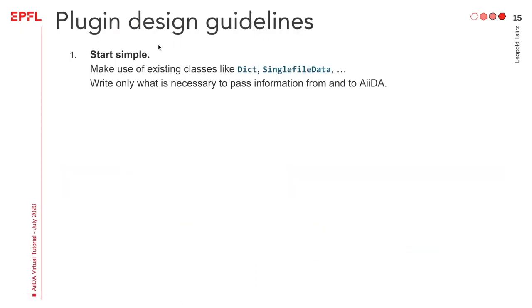I'll end with some guidelines on plugin design. The first guideline is start simple. So when you're writing a new plugin, you don't need to start with a copy of AiiDA Core. You can use existing classes like the dict class representing Python dictionaries, or the single file data class, which is simply wrapping a file on a file system. And you can start by writing only what is necessary to pass information from and to AiiDA.